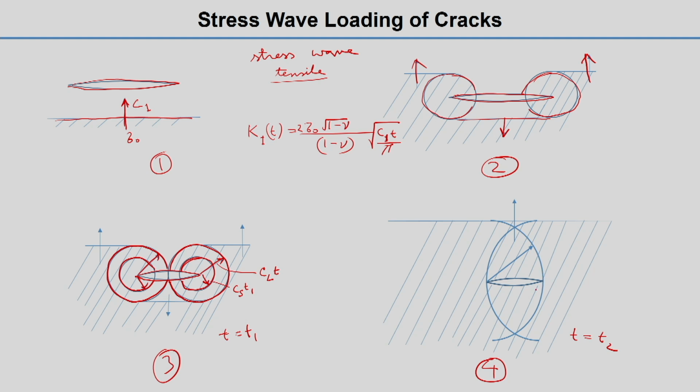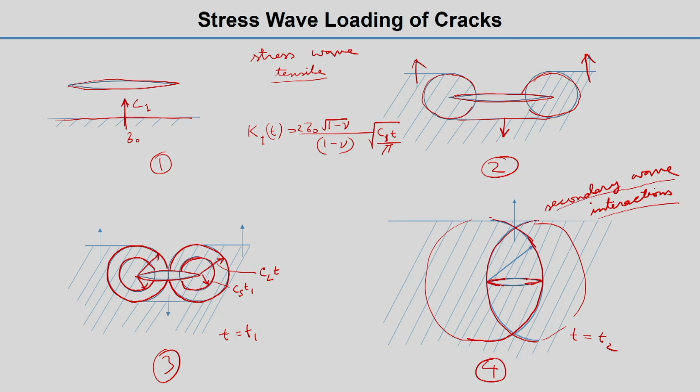Now in the last step, whatever stress wave was radiated from the left end of the crack will form something like this, and similarly on the right end of the crack, whatever stress wave radiated will form an envelope like this. These are actually the wave interactions from the left tip and the right tip. That is called secondary wave interaction, and these interactions create some fluctuations. We will see in the next slide.